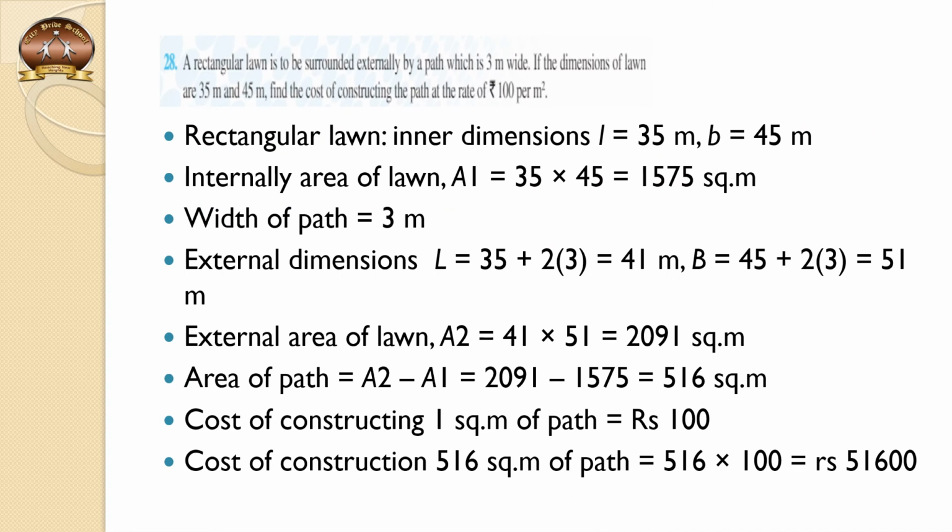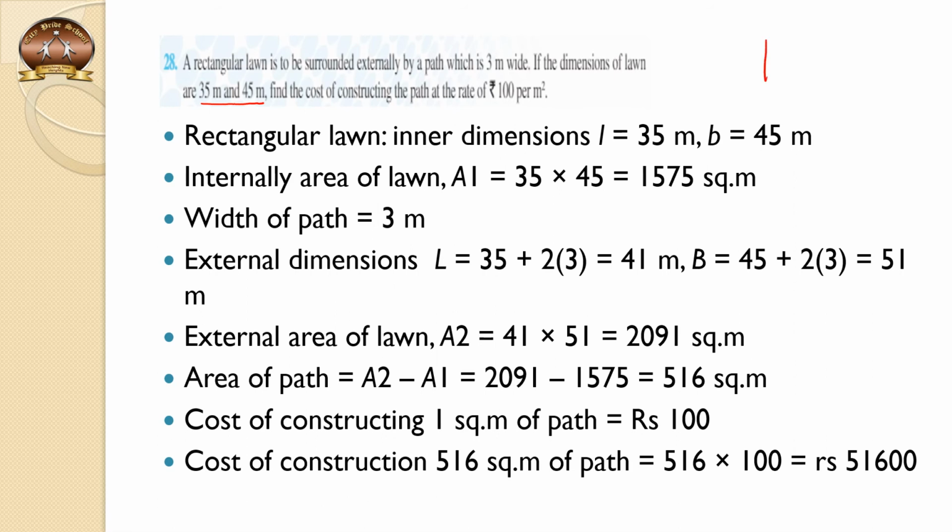So children, let us solve one more problem. I will read question number 28. A rectangular lawn is to be surrounded externally by a path which is 3 meter wide. If the dimensions of the lawn are 35 meter and 45 meter, find the cost of constructing the path at the rate of rupees 100 per square meter.